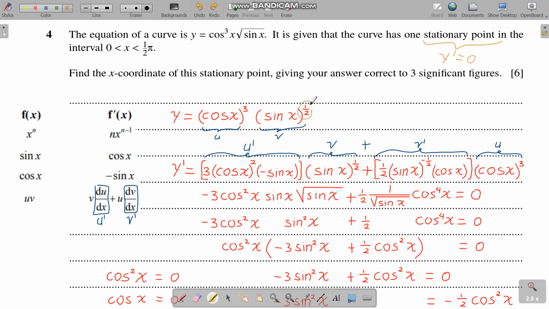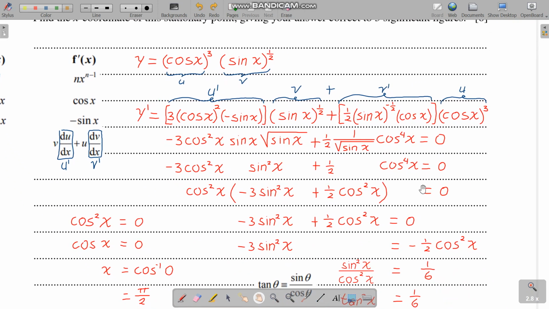And the v is exactly the same, now the v prime. Same concept, we bring the power down. We have 1/2 times the new power is minus 1/2. So that's because of the power rule. Again, multiplied by the derivative of the base. The derivative of sine is cos from MF19. So that's why we multiply by cos x. And the u is just the original u, just rewrite. So we're done with the differentiation. Now we simplify and solve this y prime equals 0.